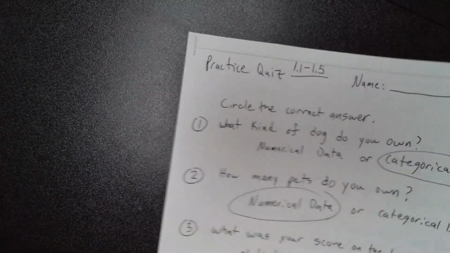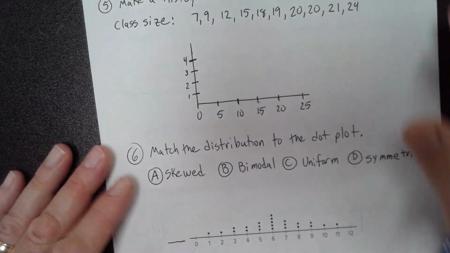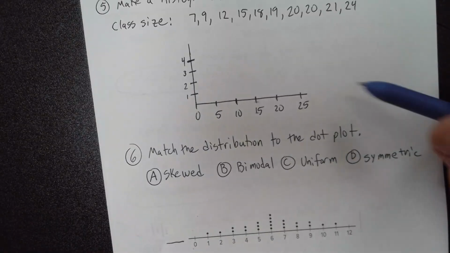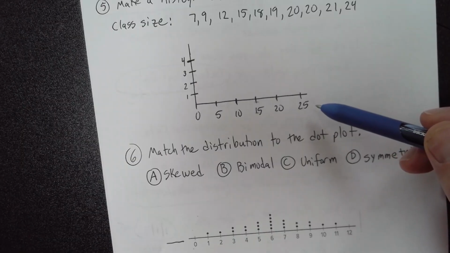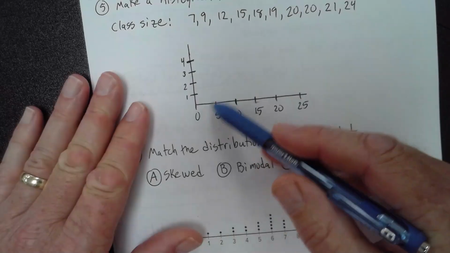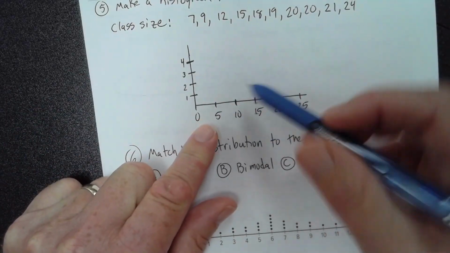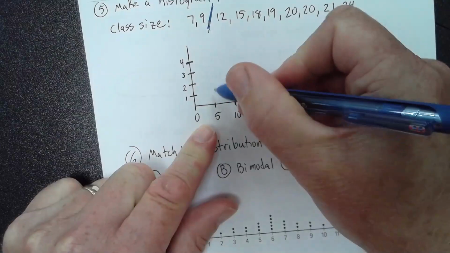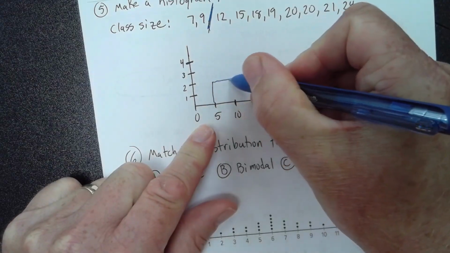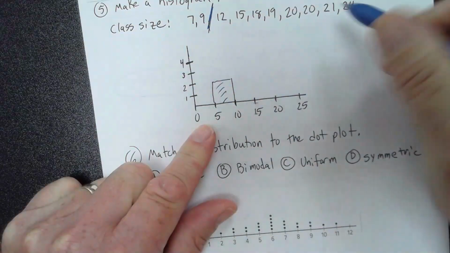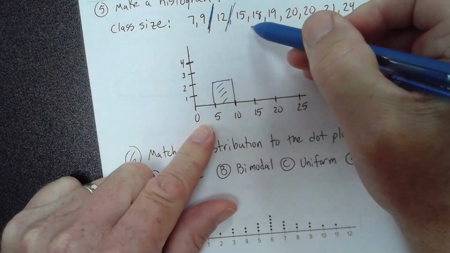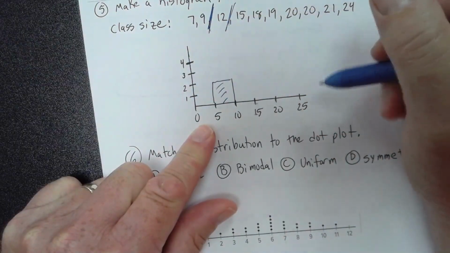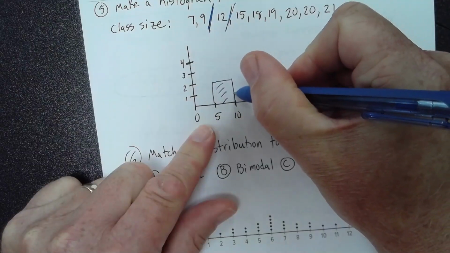Okay, so there's the first page. Number 5, we're going to make a histogram out of the following data. I gave you the classes down here. So 0 to 5, there aren't any, and then 5 to 10, so that would be this right there, and there's just 2. So make a box there at 2. And then I'm going to do 12 because it's 15 and above is kind of how it works. So 12, there's just 1 in that category.